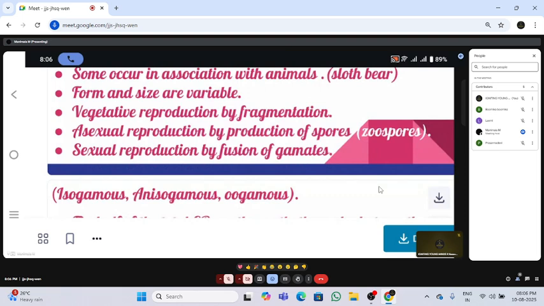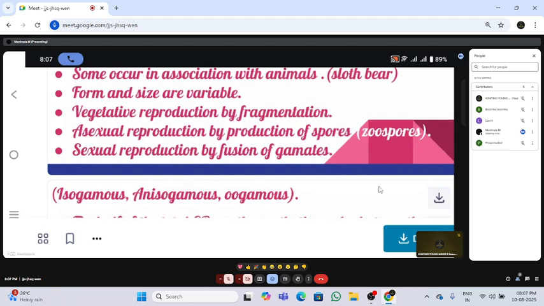Next, reproduction: algae undergo vegetative reproduction, asexual reproduction, and sexual reproduction. Vegetative reproduction takes place with the help of fragmentation. What is the meaning of fragmentation? When the parent body matures, it divides into two or more fragments, and each fragment grows into a new individual, which is called fragmentation.